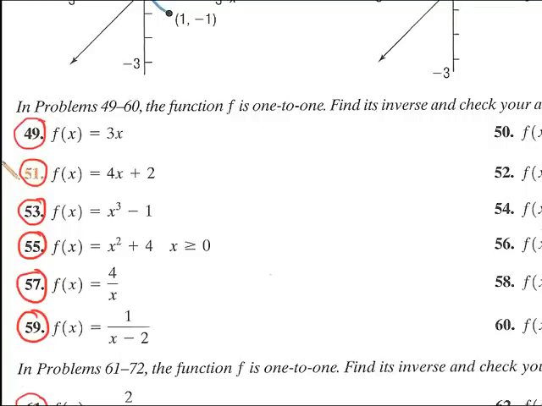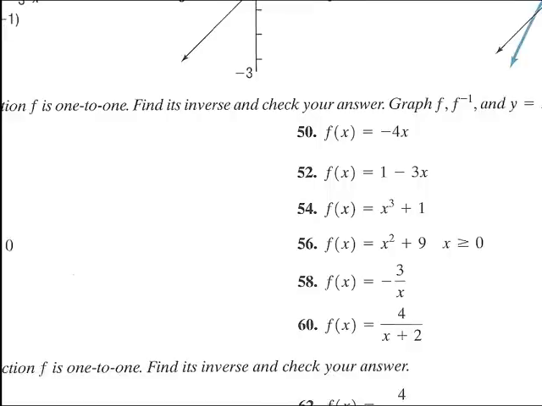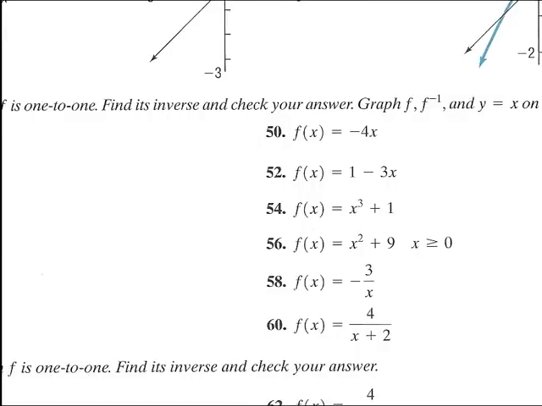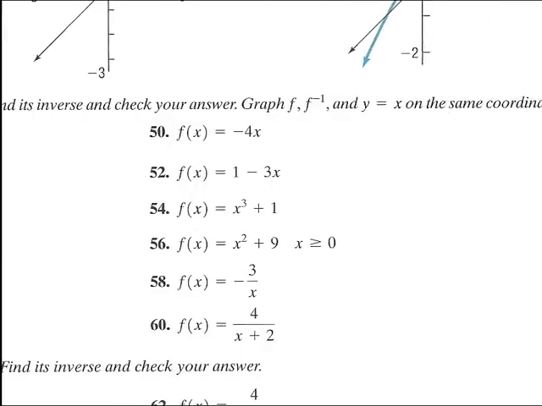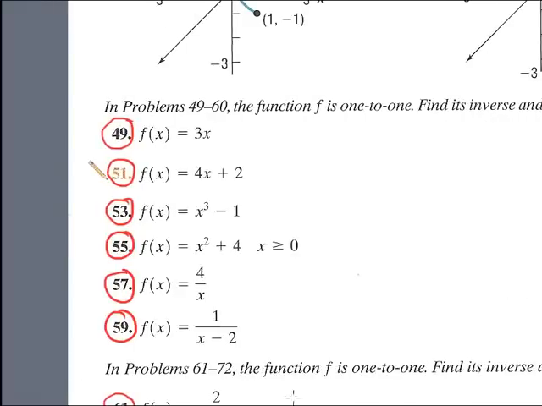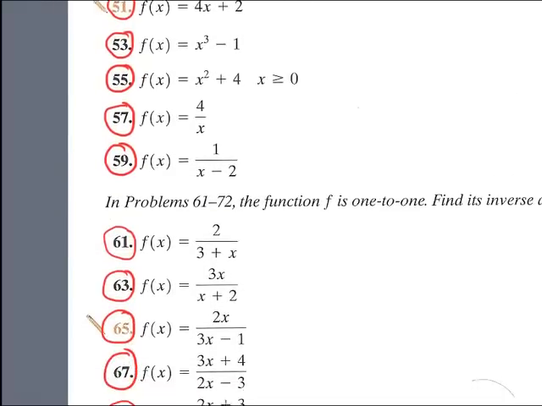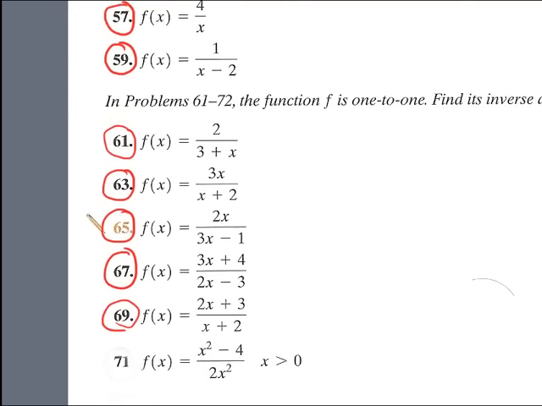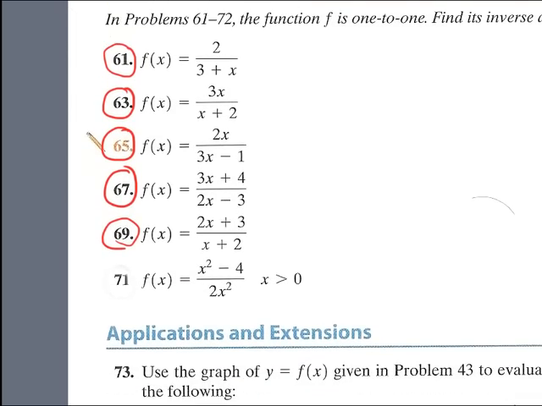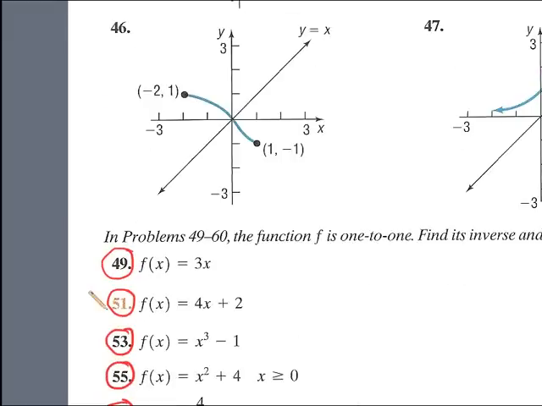Okay, we continue the homework for section 6.2: verify that the function is one-to-one, find its inverse, and check the answer using the graph, and graph f and f inverse. So, exercises 49, 51, 53, 55, 57, 59, 61, 63, 65, 67 and 69. Okay.